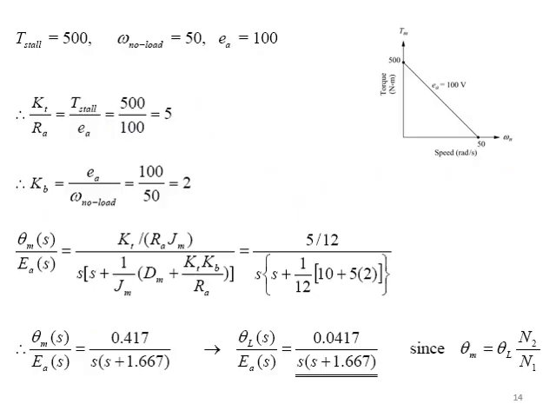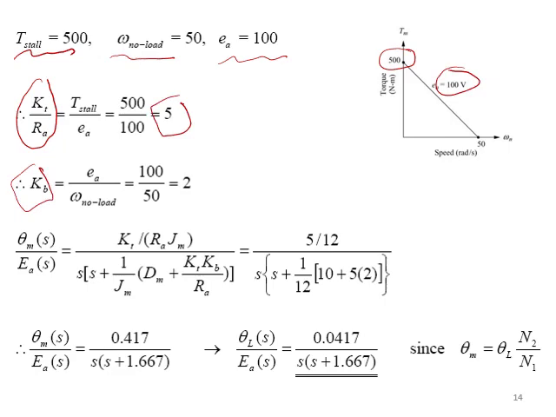So we will develop now the electrical constants. From the curve, we know that T stall equals 500, omega no load equals 50, and Ea equals 100. Kt over Ra, found in the equation as one unit, we will calculate as T stall over Ea, 500 over 100, equal to 5. And Kb equals Ea over omega no load, which is 100 over 50, equal to 2. Now both mechanical constants and electrical constants are ready.